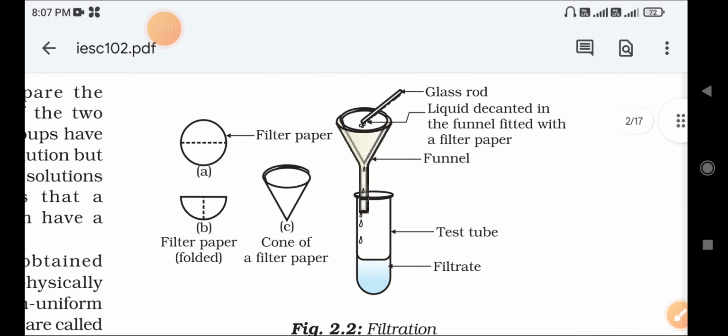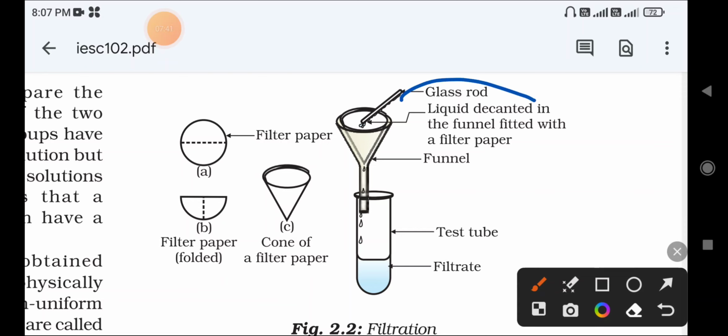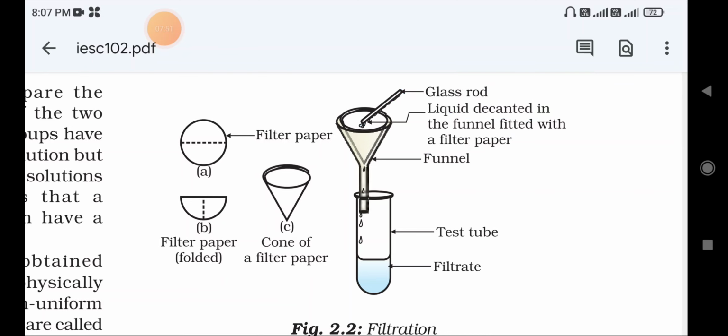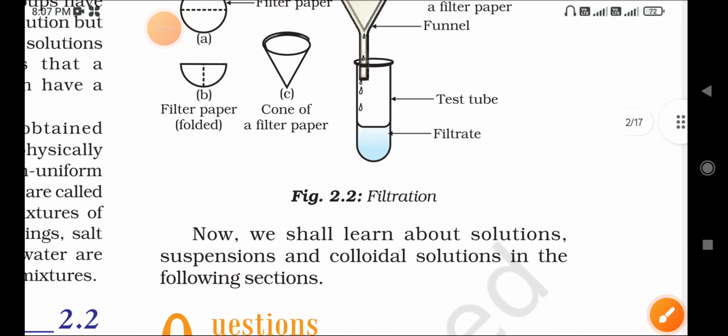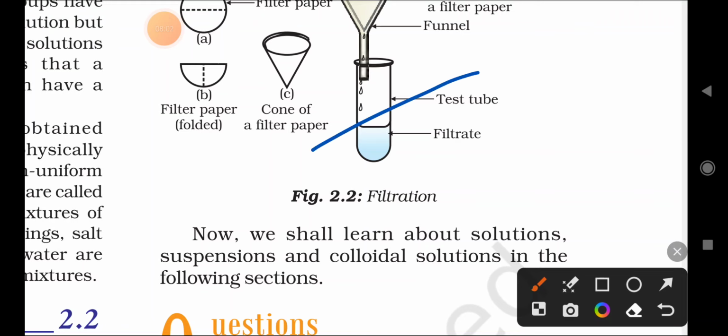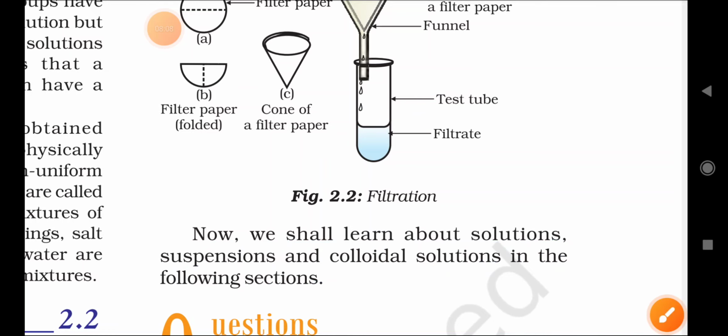This is a simple experiment. This is a glass rod, and the liquid is poured into the funnel filled with filter paper. This is the filter paper, this is the funnel, this is a test tube, and this is the filtrate. This method is called filtration. Now we shall learn about solutions, suspensions and colloidal solutions in the following sections.